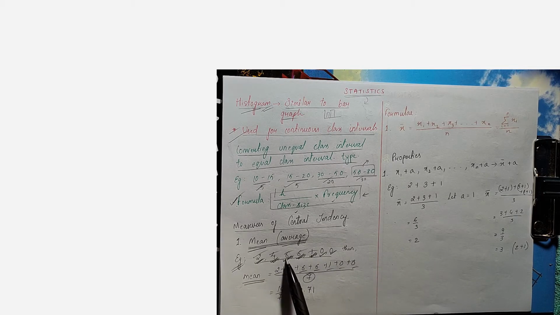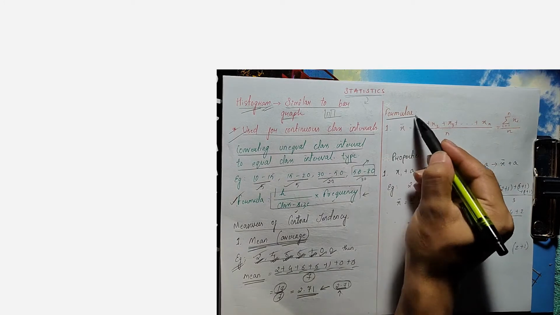Alright, so we have 1, 2, 3, 4, 5, 6, 7. So divided by 7. If you add all of this, you get 19 by 7, which is 2.71. So we can say that the average wicket of this bowler is 2.71, which is fairly good. This roughly means that per match he has taken almost 2.7 wickets.